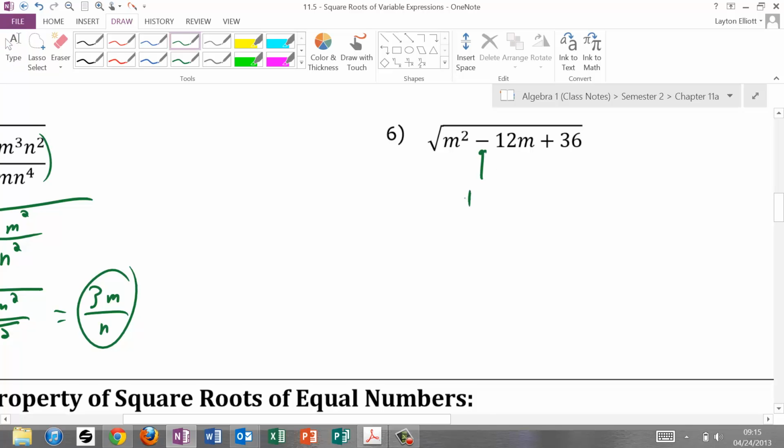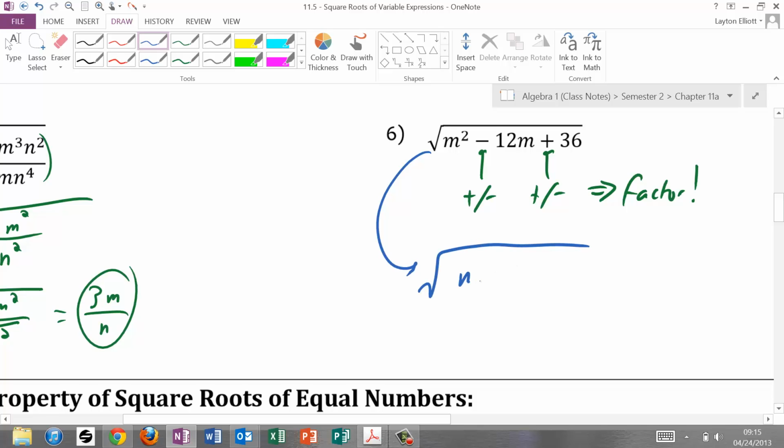Lastly, when you see pluses or minuses, you need to think factor. You must factor. So we're going to take this, the square root of m minus 6 times m minus 6, which is the square root of m minus 6 squared, which I can then express as m minus 6.